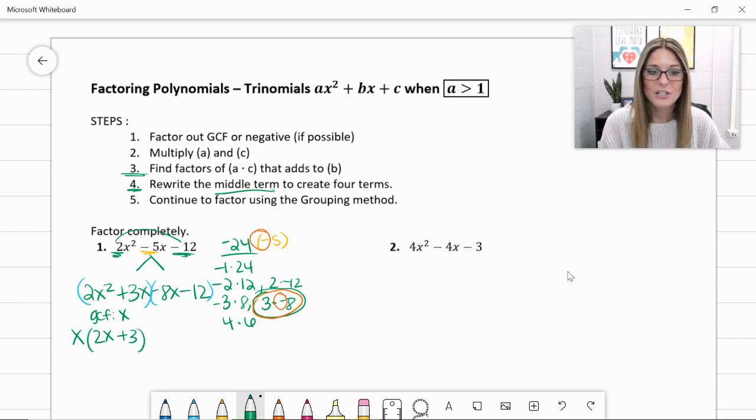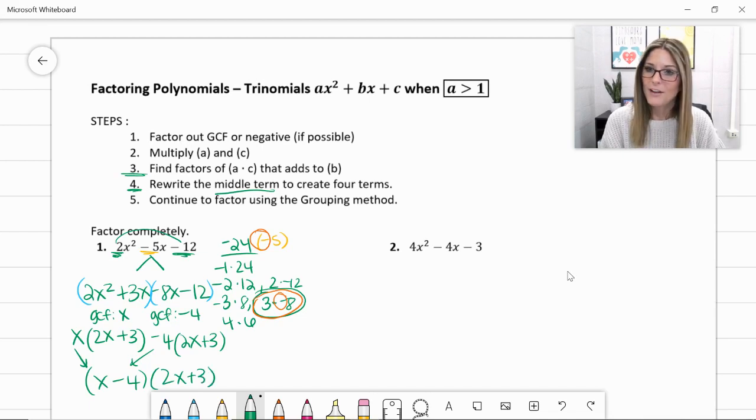Second set of parentheses, GCF. Now remember, we want our parentheses to match. So if I'm going to get my parentheses to come out as 2x plus 3, I'm going to have to get rid of the negative. And they have a 4 in common. So GCF of negative 4 will leave us with 2x plus 3. Remember, your final step is take the GCFs and write that as a binomial. So we have x minus 4 times 2x plus 3 is our final factored form of this polynomial.